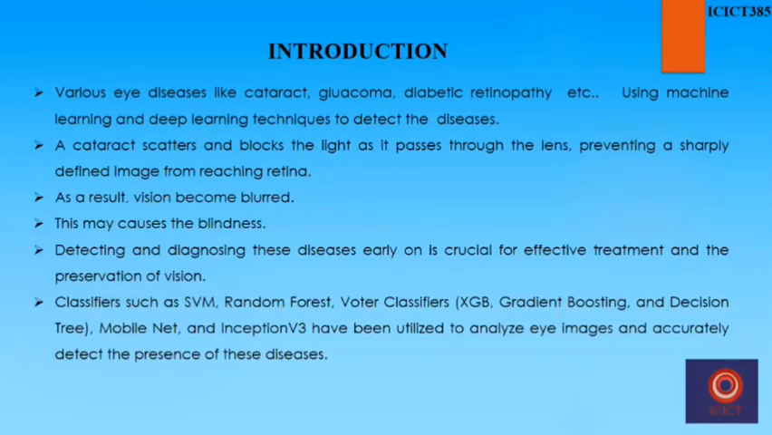Introduction. Various eye diseases like cataracts, glaucoma, diabetic retinopathy, etc., are detected using machine learning and deep learning techniques. As we see the various diseases, one of them is cataracts. Cataracts scatter and block the light as it passes through the lens, preventing sharply defined images from reaching the retina. As a result, vision becomes blurred. This may cause blindness.